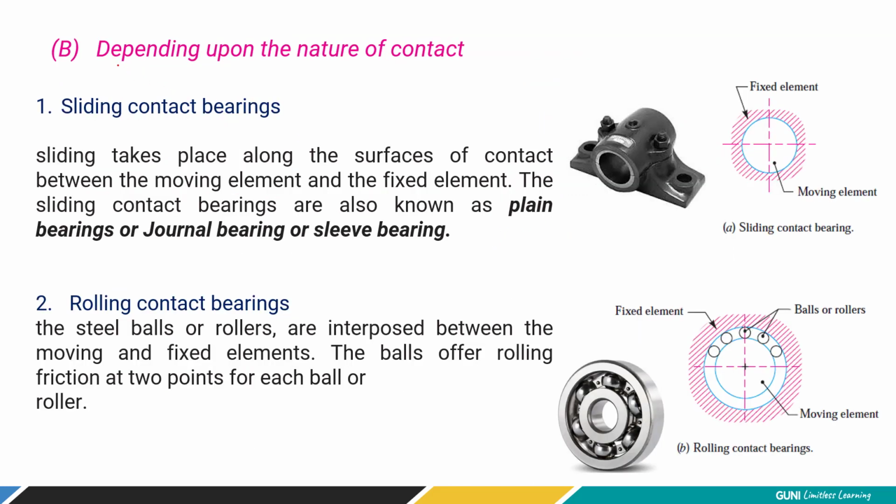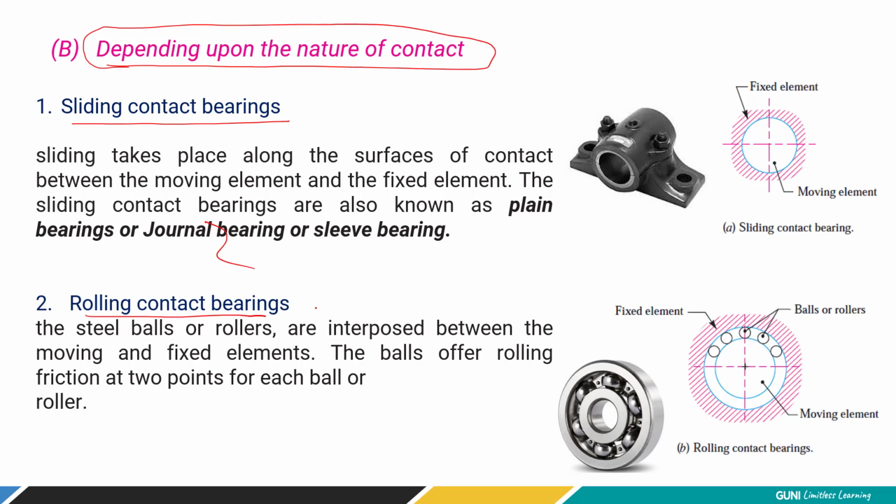Now the second classification depends upon the nature of contact, how the rotating elements contact each other, right? Based on that, the first is the sliding contact bearing, and the second is the rolling contact bearing. Generally we have a simple idea, that is the ball bearing idea, right?